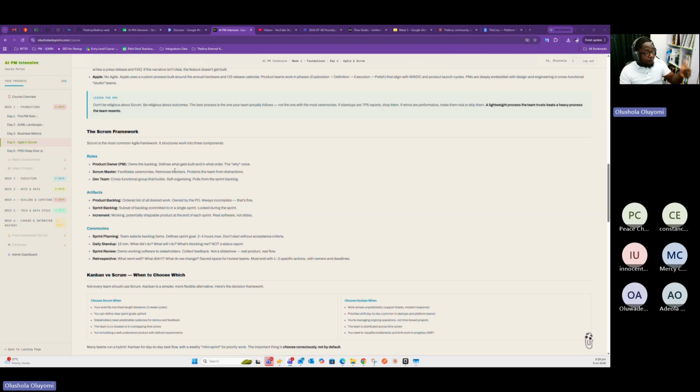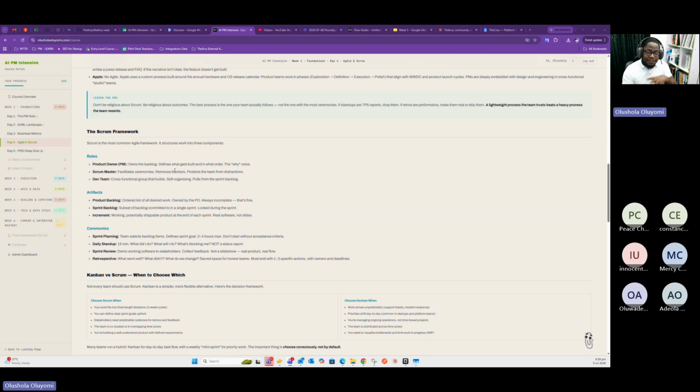So again, the product owner owns the whole vision of the product and the backlog. We have two types of backlog, by the way. I'll still talk about it in detail. We have the product backlog and the sprint backlog. Now, the product owner is in charge of backlogs generally. So the product backlog is where all your ideas sit.